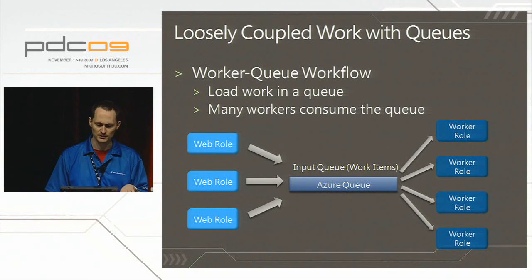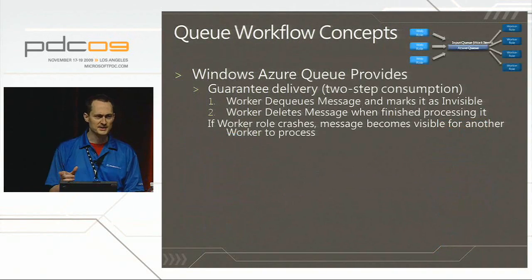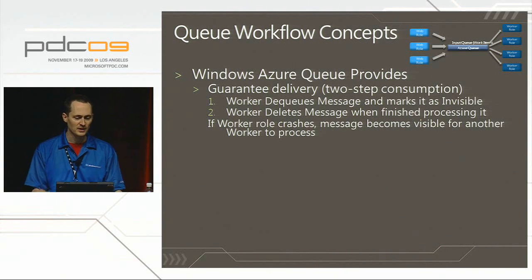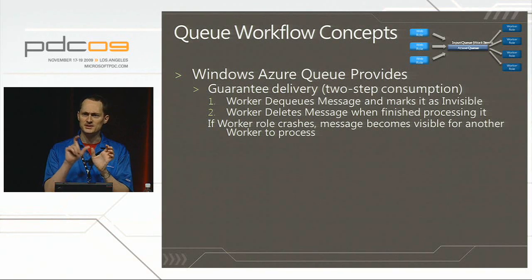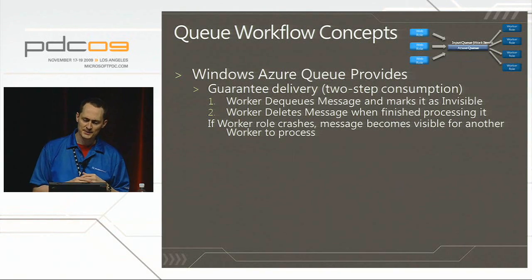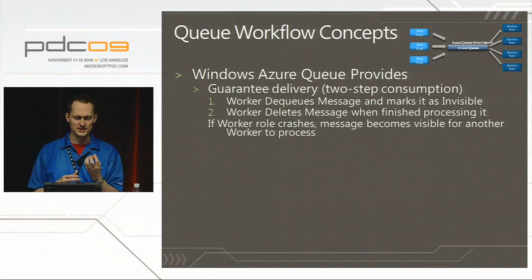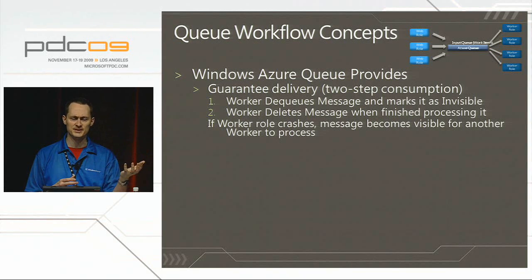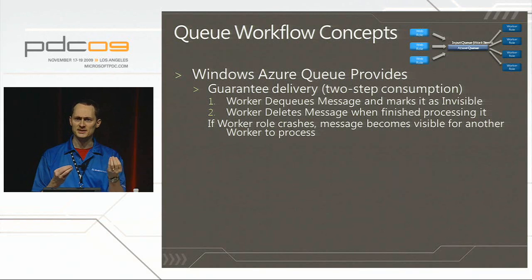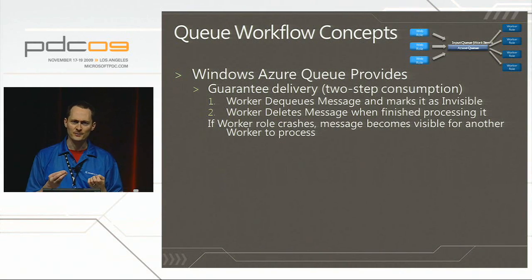So let's go through that in a little bit of detail. What are the properties of this queue that allow that to happen? Well, the Windows Azure queue provides guaranteed delivery of messages with a two-step consumption model. A worker will dequeue a message from a queue, and that queue message will become invisible for a certain amount of time. Once the worker is done processing that message, it will then delete the message from the queue. Now, if the worker crashes before it can delete the message, then the message will become visible again for another worker to consume it.